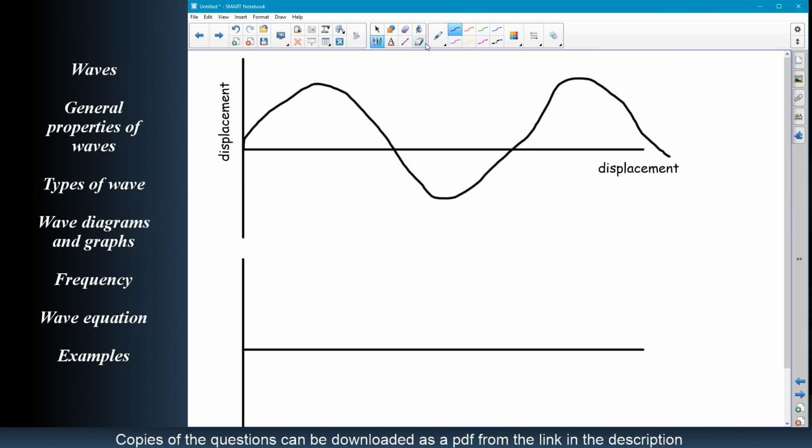Okay, so we need to be able to measure stuff from this, because that's why we bother drawing graphs. We want information. You don't bother drawing graphs if you don't want information from them. So you need to be able to interrogate this thing. So what can we get? We can get information here.